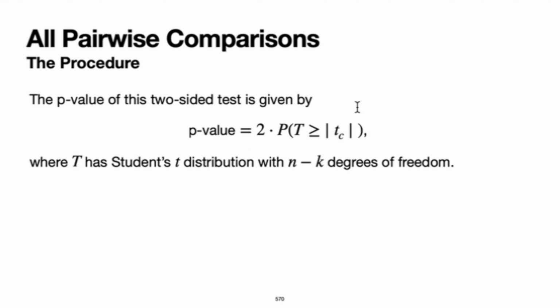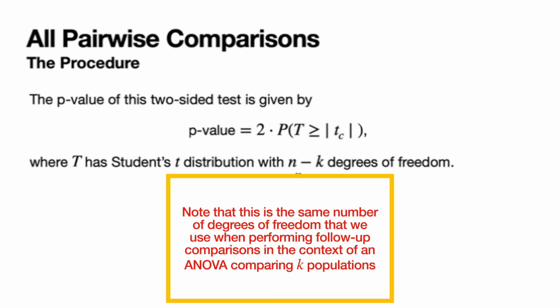This is the same formula for calculating the p-value for a two-tailed t-test that you learned back in your first methods class. The only difference here is in the number of degrees of freedom. For a one population or one sample t-test, the number of degrees of freedom is n minus 1, but in this case we're comparing k populations, so the degrees of freedom are n minus k.